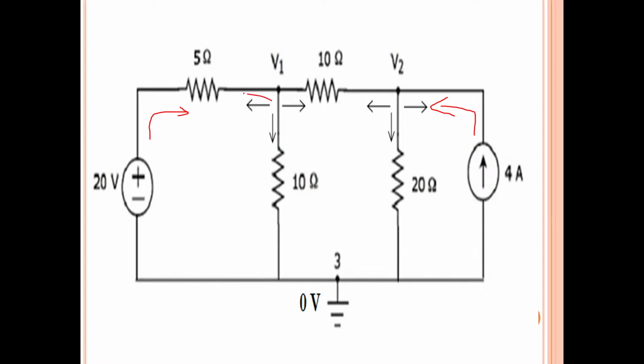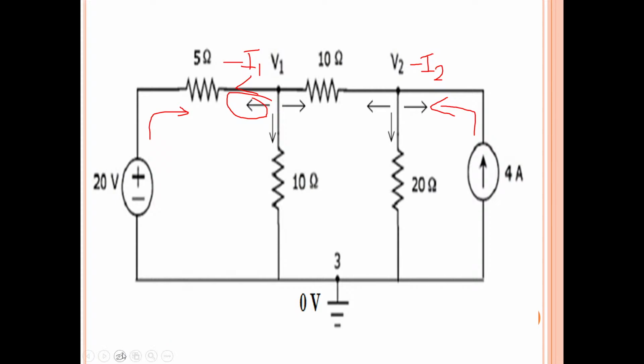Since I have assumed the opposite direction, definitely the magnitude of the current that I calculate will be negative. For example, I will get minus I1. Here also, say I2 or I3, let us assume I2. That current will definitely be a negative value.